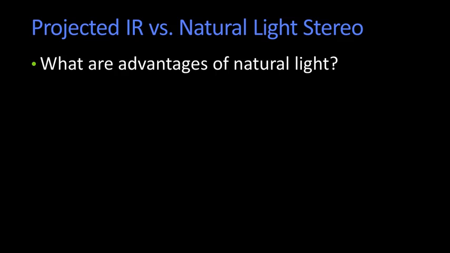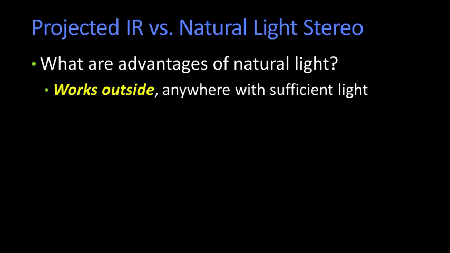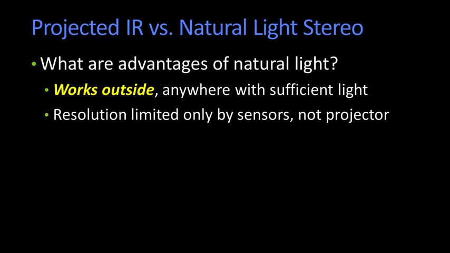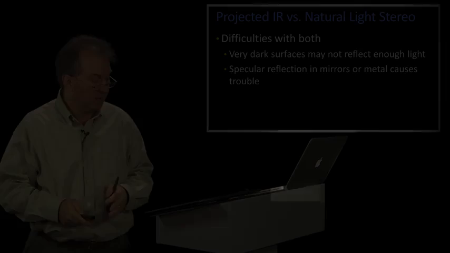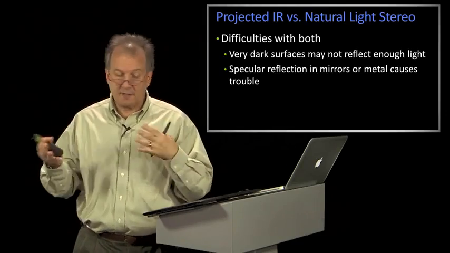What are the advantages of natural light? Well, it's natural light, so it works outdoors, it works in sunlight, it just works whenever the lights are turned on. It doesn't work in the dark, that's okay, neither do I. But the idea is that you're just basically using the scene. The other thing is you don't have to worry about the resolution of your projection. You've got your high resolution sensors. It's a lot easier to build high resolution sensors than high resolution projectors. Both of them have some difficulties.